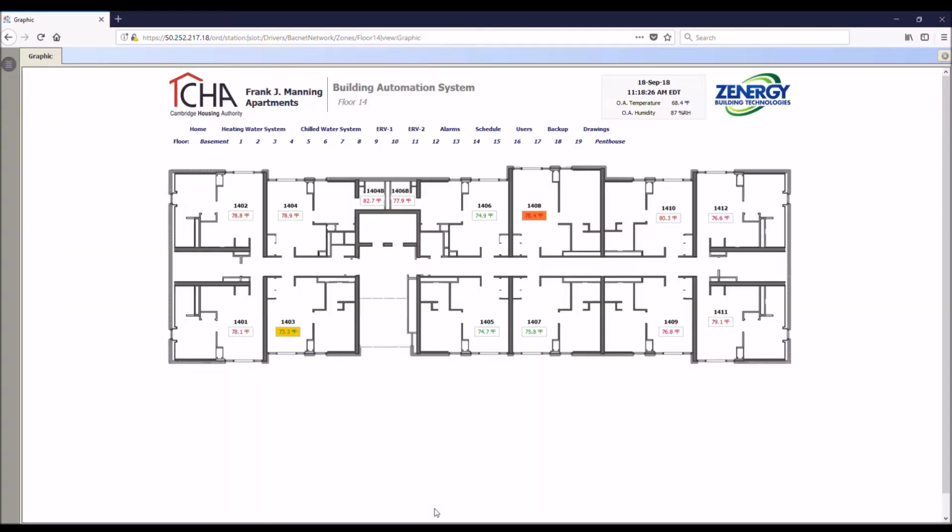Some of the floors have double units, so this floor doesn't. This floor just has basically one zone per unit.